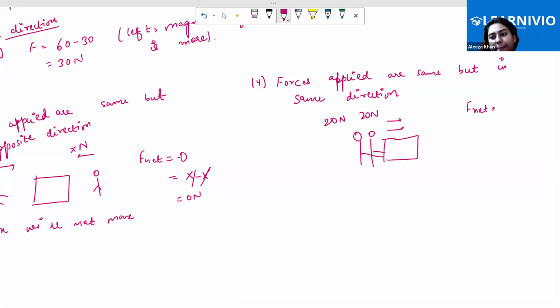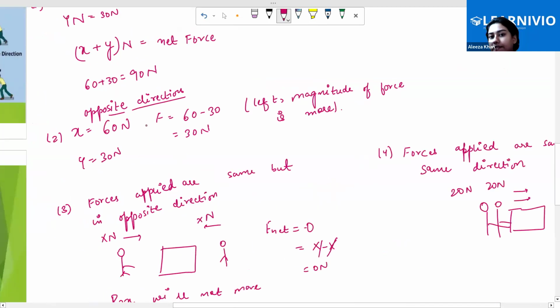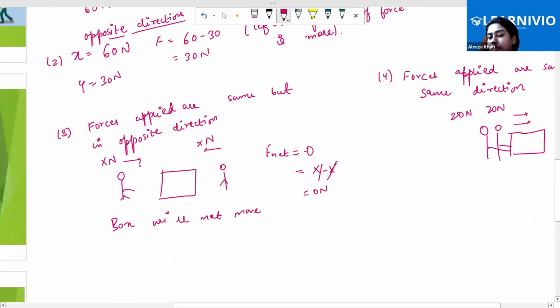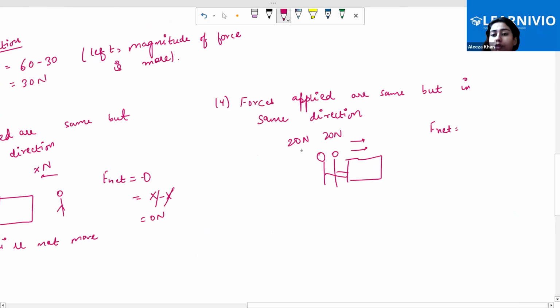See, in the first case, we discussed that whenever the direction is the same, forces will get added. Whenever they are in opposite direction, forces will get subtracted. Here, the forces are same, but they are opposite. That means they are subtracting. The magnitude is same, so they are subtracting to get 0 Newton force, and the box will not move. What if the forces applied are in the same direction only, and the magnitude is also same? So what will happen? Net force will be added or subtracted?